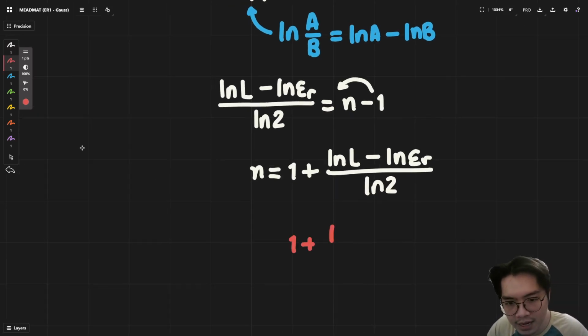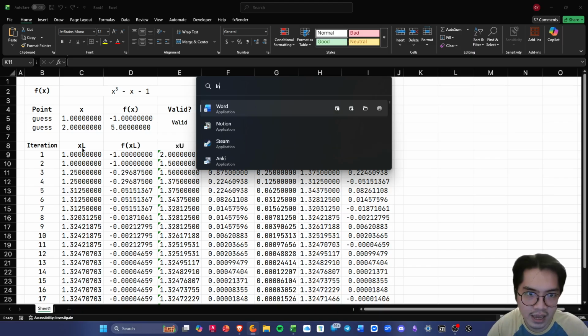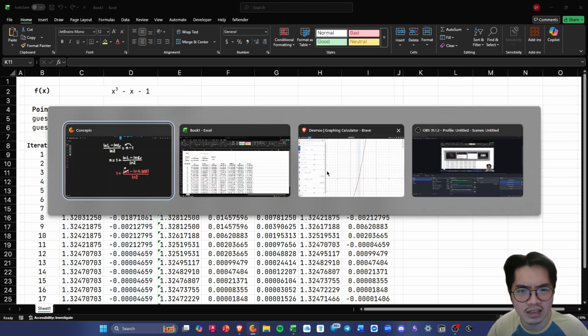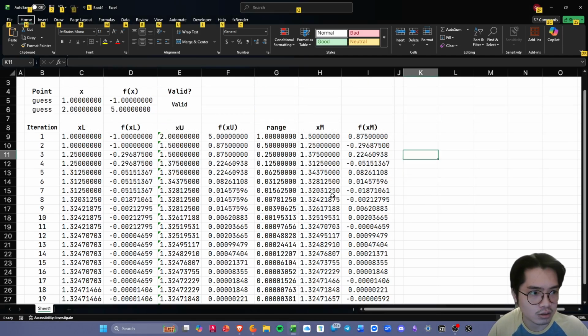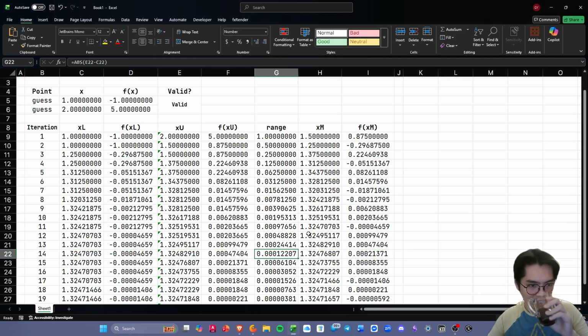So 1 plus ln of 1 minus ln of 0.0001 all over ln of 2. Actually, ln of 1 is just 0. So what you can have is negative ln of 0.0001 divided by ln of 2. You will have 13.287, or maybe let's just take that to 14 iterations. Right? It will take us 14 iterations for us to get that value of 0.0001. And note that it indeed is true. There you go. So there you are. Okay.